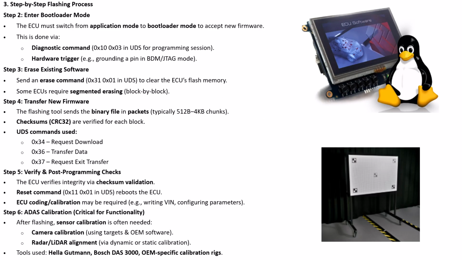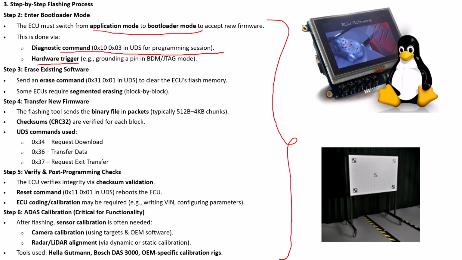Now, to continue, there is something called the step-by-step flashing process. This step-by-step flashing process is very similar to what I explained in the previous video. Okay, let's go through it step by step. First of all, you enter the bootloader mode. The ECU must switch from application mode to bootloader mode to accept the new firmware, and this is done by diagnostic command 0x10 or 0x3 in UDS for programming session, and also through a hardware trigger.